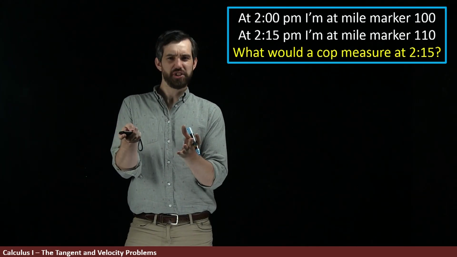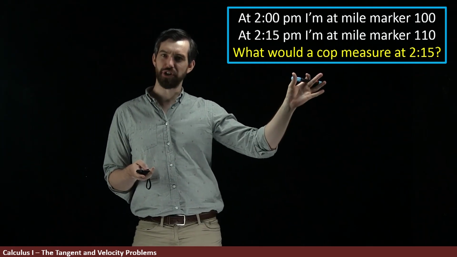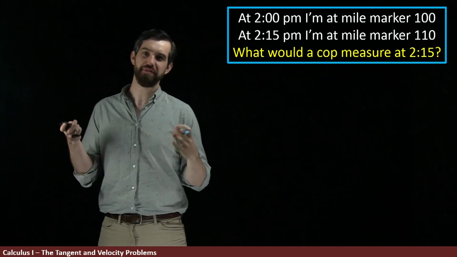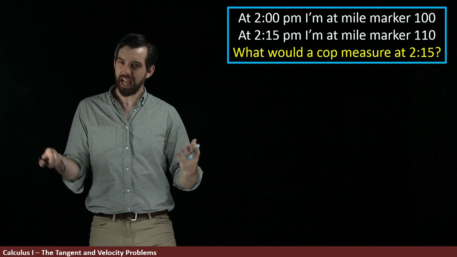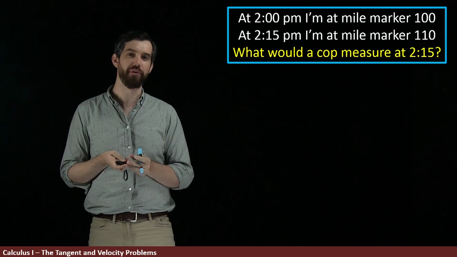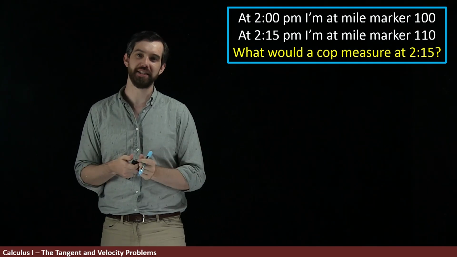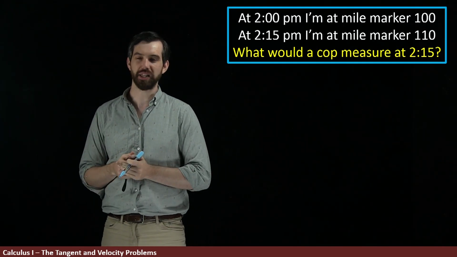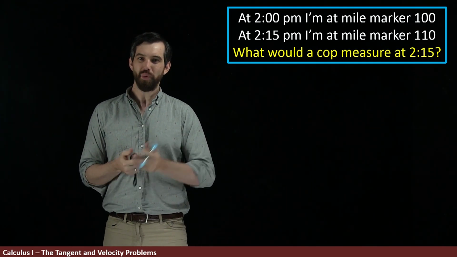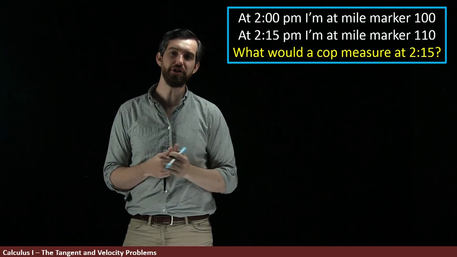Now I'm going to ask a slightly different question. It's, what would a cop measure at exactly 2:15? We had previously decided that the average velocity over this 15 minutes was 40 miles per hour. So how do we answer the question, what is the cop going to tell us the velocity is at 2:15 exactly? Well, we don't know how to answer this question with the amount of information that we have.